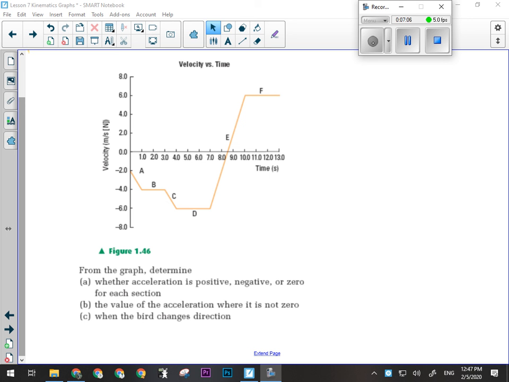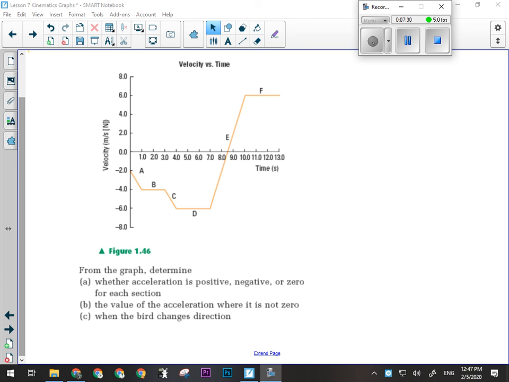All right, so in part A, is the acceleration positive, negative, or 0? It's negative. The velocity is becoming more negative during part A. What is it in part B? 0, right? The velocity is unchanged during part B. In part C, the acceleration is negative. Part D, 0. What about part E? Positive. Part F? 0.